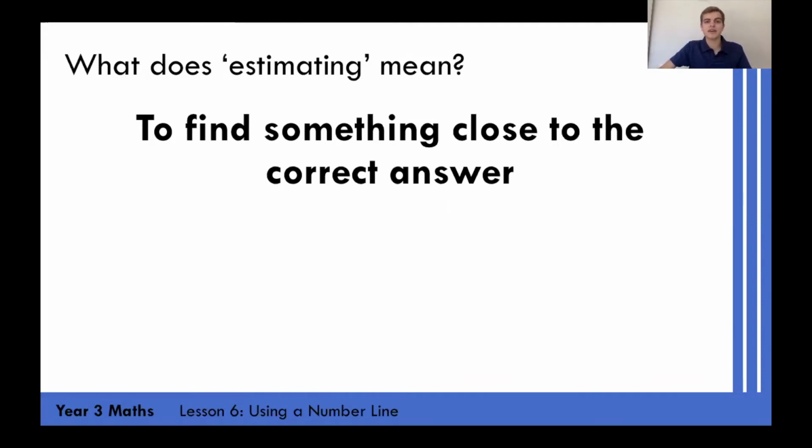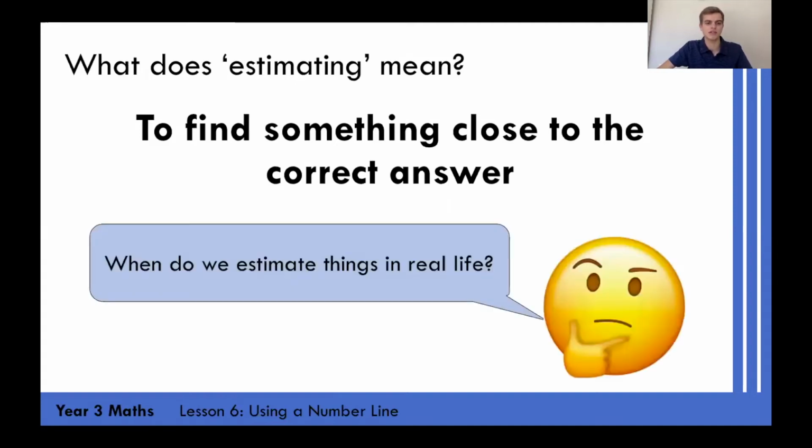So what does estimating actually mean? Estimating is actually to find something close to the correct answer. So it's a bit like a prediction, a bit like a guess, but we're using the clues and we're making an educated guess about what we think the answer might be. Now, we estimate things all the time without realizing it in real life. I wonder if you can think of any times that we might estimate things in real life.